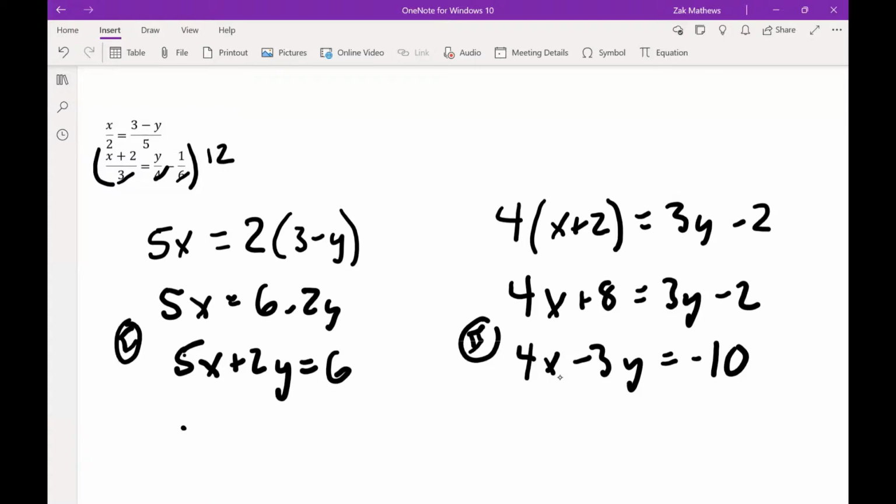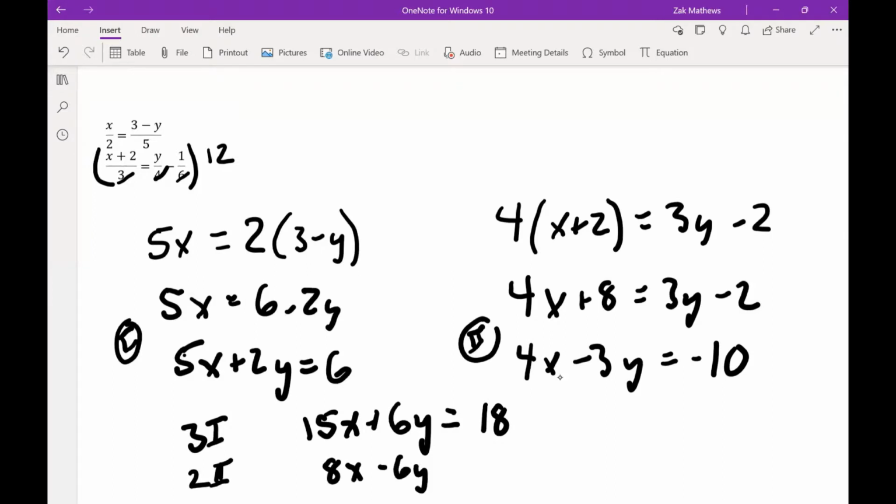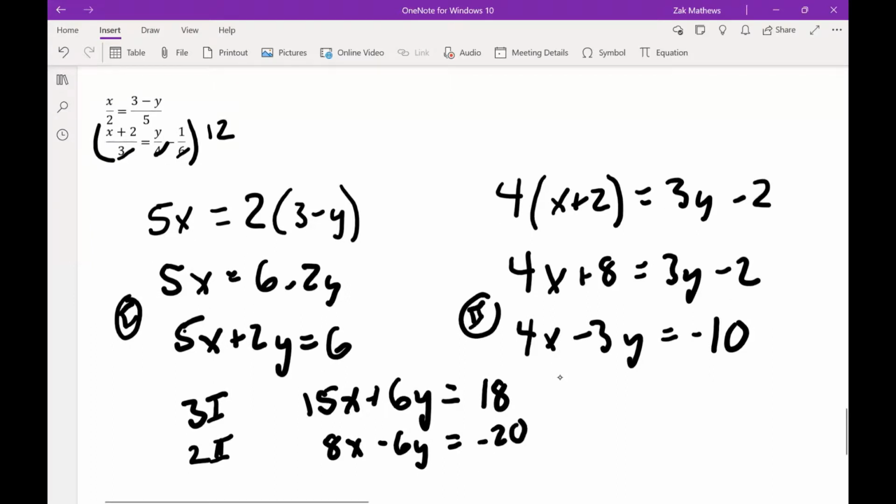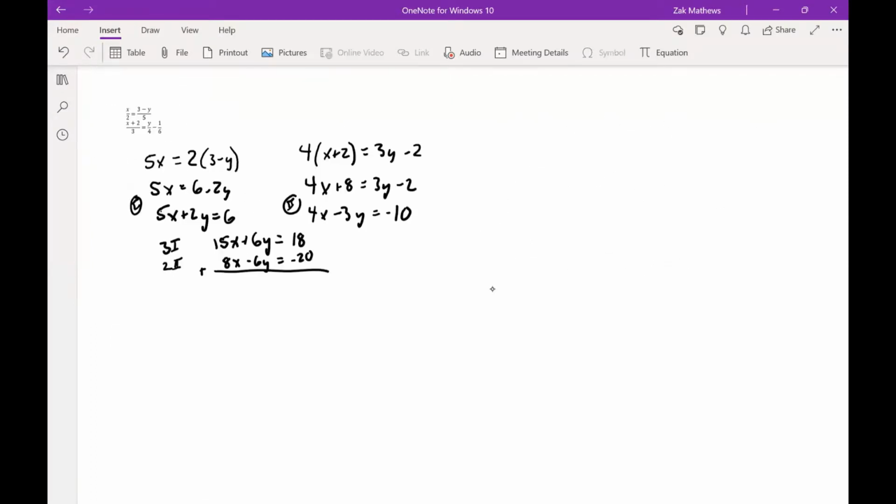I'm going to multiply 3 times the first. So that's going to give me 15x plus 6y is equal to 18. I'm going to take 2 times my second equation. So that will be equal to 8x, negative 6y, and a negative 20. I'm going to go ahead and add these two equations. And so then when we add these, we get 23x is equal to negative 2. And then finally, to get x all by itself, we have to divide by that 23. We get x is equal to negative 2 over 23.